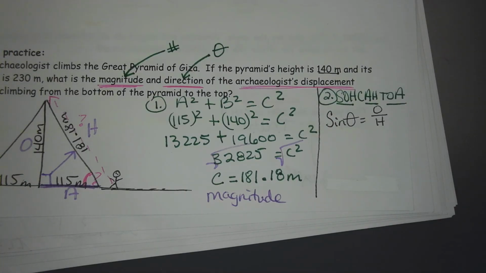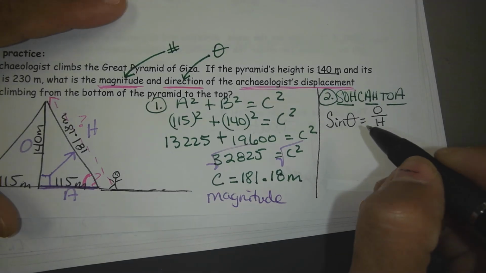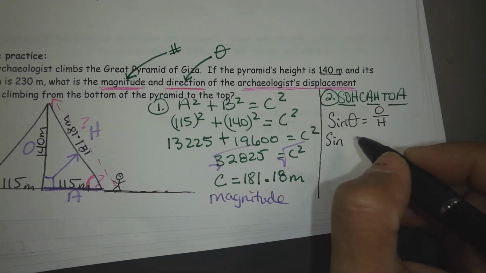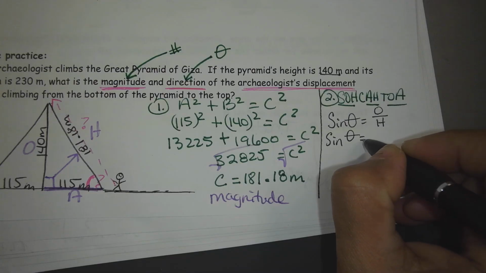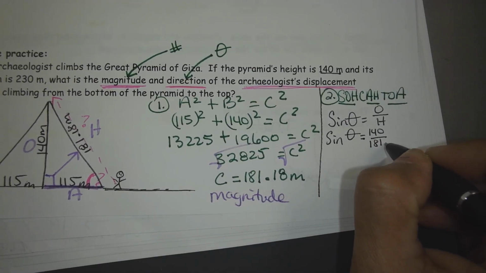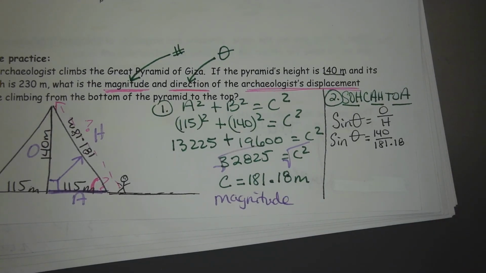Would it be better to use one that doesn't have an estimated number in it, though? It doesn't matter. Or we can just change this to 118, round it, if you want. Either way is okay. So the sine of the theta, wait a minute, do we know the theta? No. Equals O 140 over H 181.18. I'm going to leave it as is. I'm not going to round.